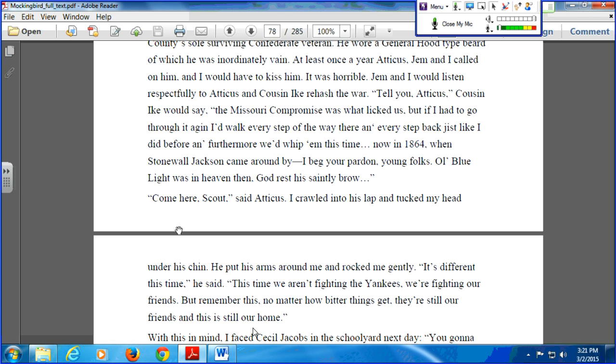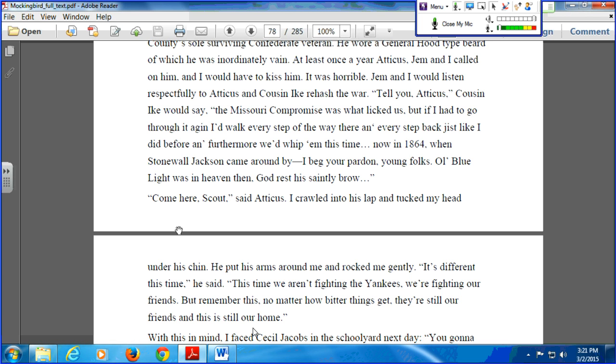He put his head around me and rocked me gently. "It's different this time," he said. "This time we ain't fighting the Yankees. We're fighting our friends. But remember this: no matter how bitter things get, they're still our friends. And this is still our home."